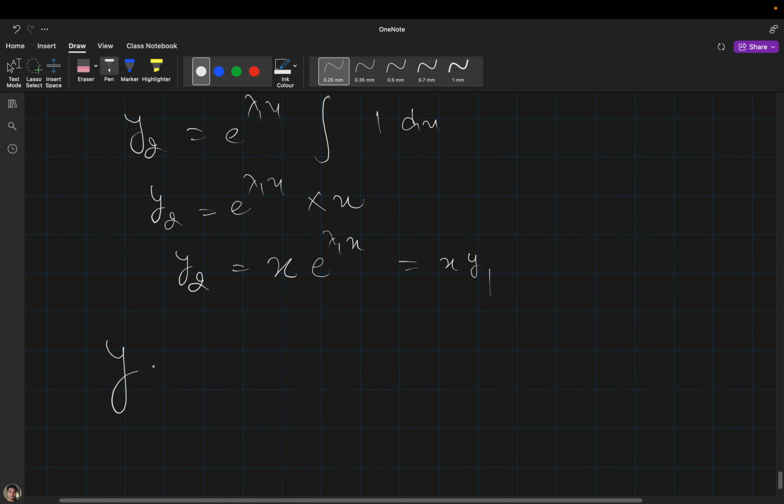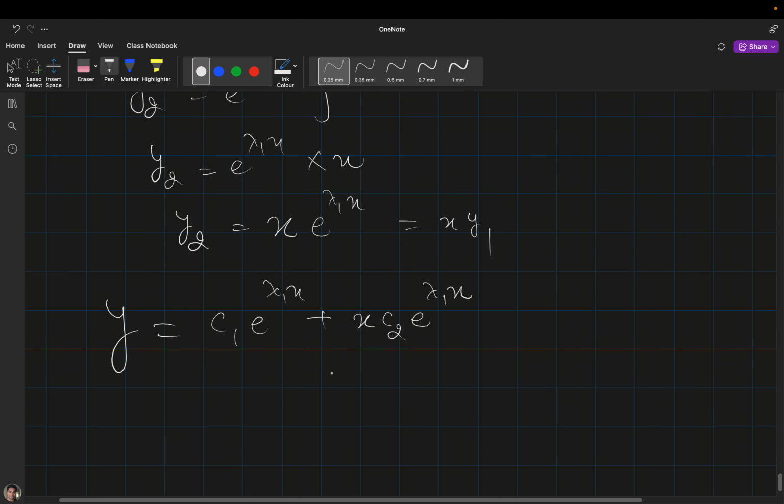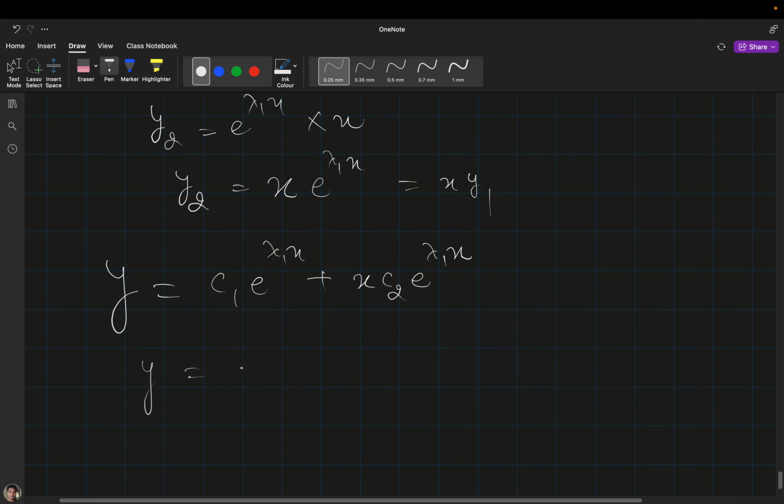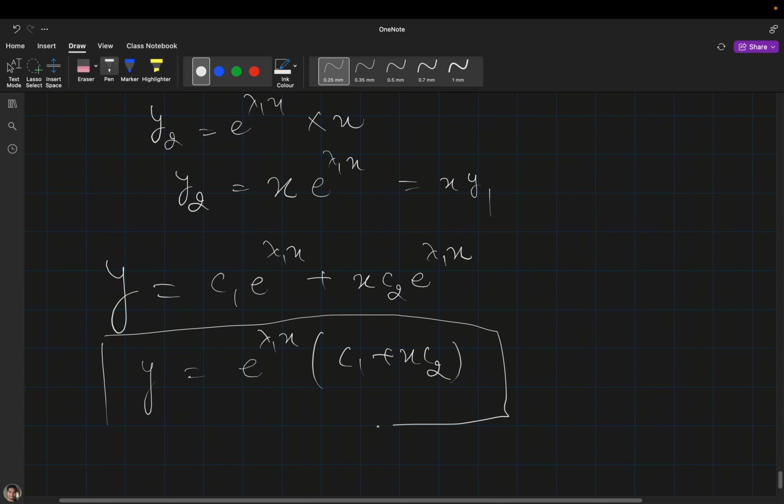So what will be the complete solution? The complete solution will be c1 e raised to the power lambda 1 x plus x times c2 e raised to the power lambda 1 x. So this is the solution. You can also write (c1 plus x c2) e raised to the power lambda 1 x. So this is the solution if roots are repeating.